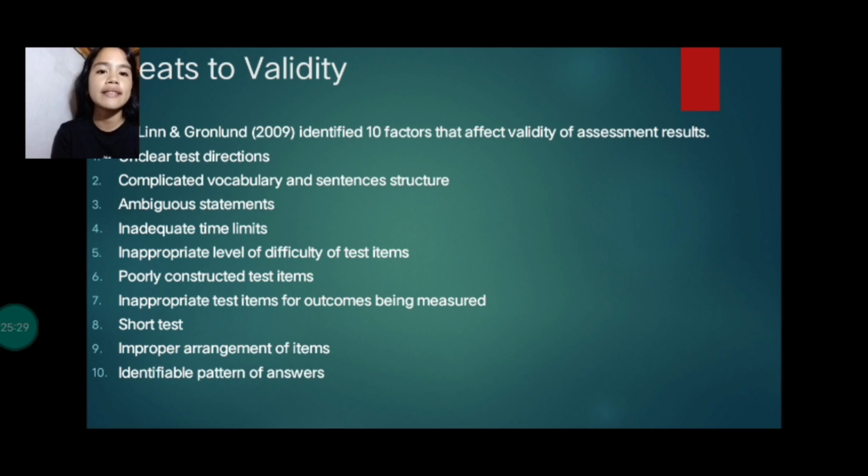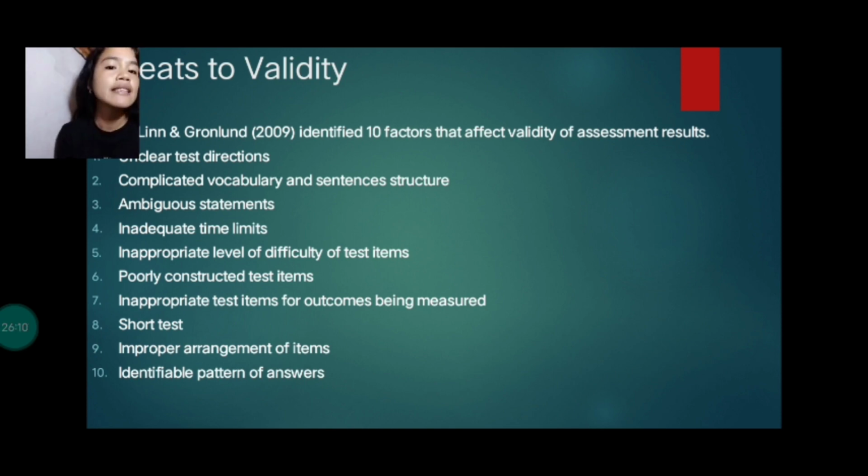Number 2 is complicated vocabulary and sentence structure. As I said earlier, there were times I had doubts, or I really did not notice the directions given by the teacher, but it is really important.